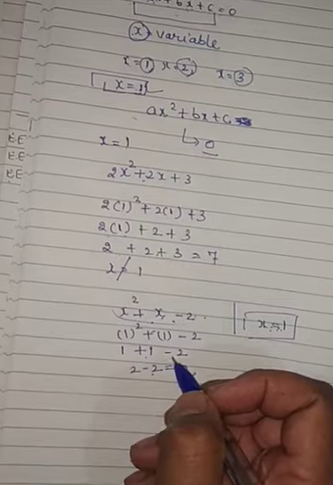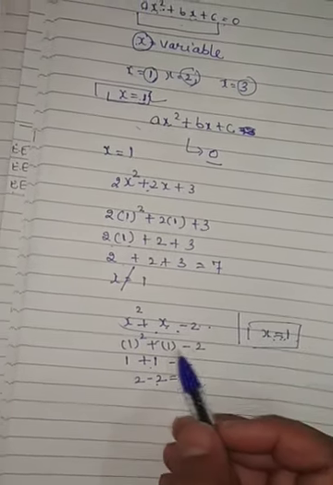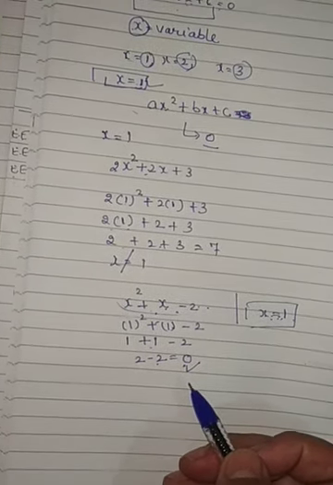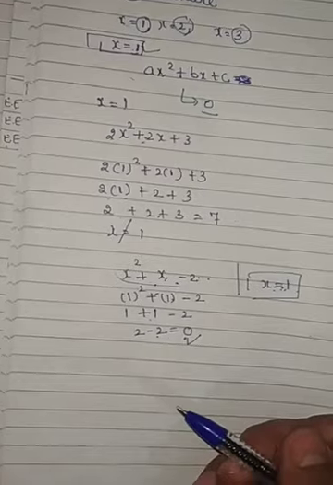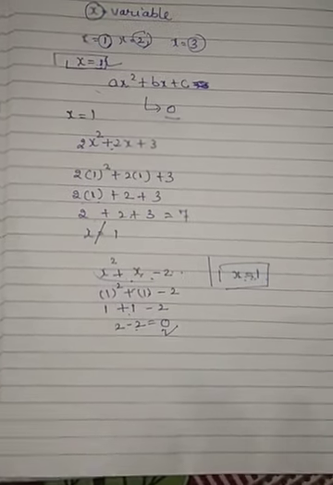Okay, understood or not? So I can say here x is equal to 1. When I put any value of x in the given equation, if I get a 0 answer, then I will say that point is the factor of the given equation. Understood? Okay.